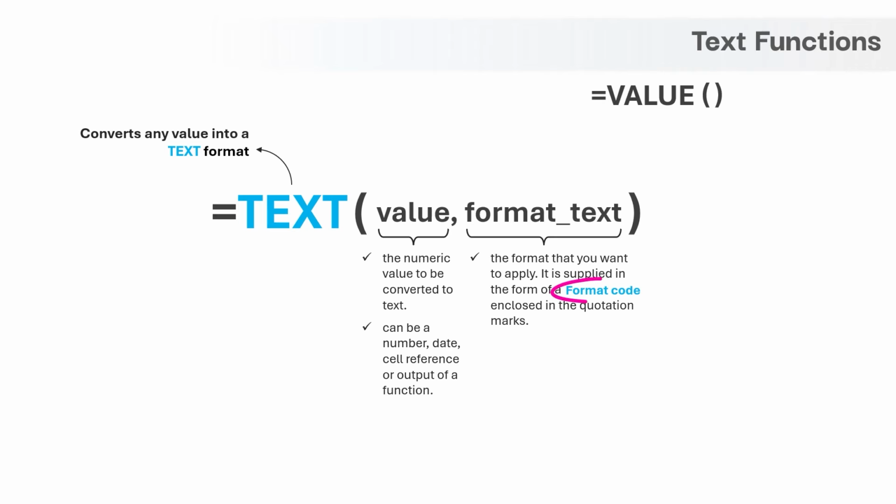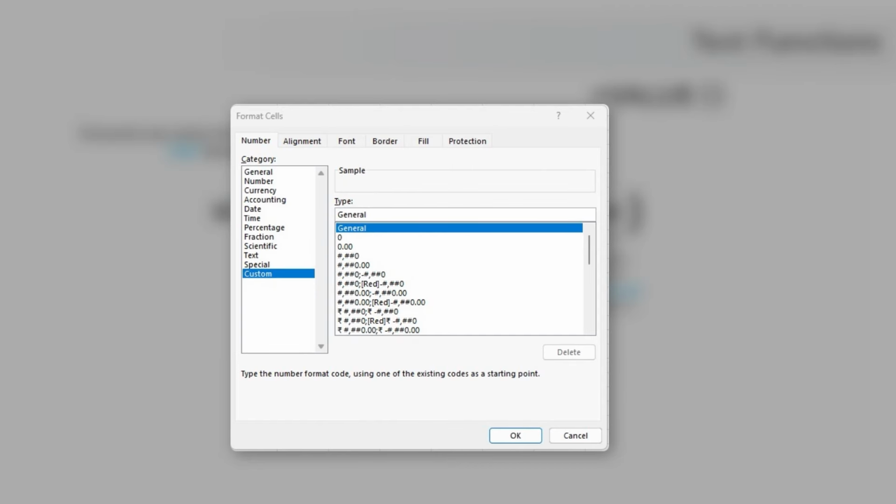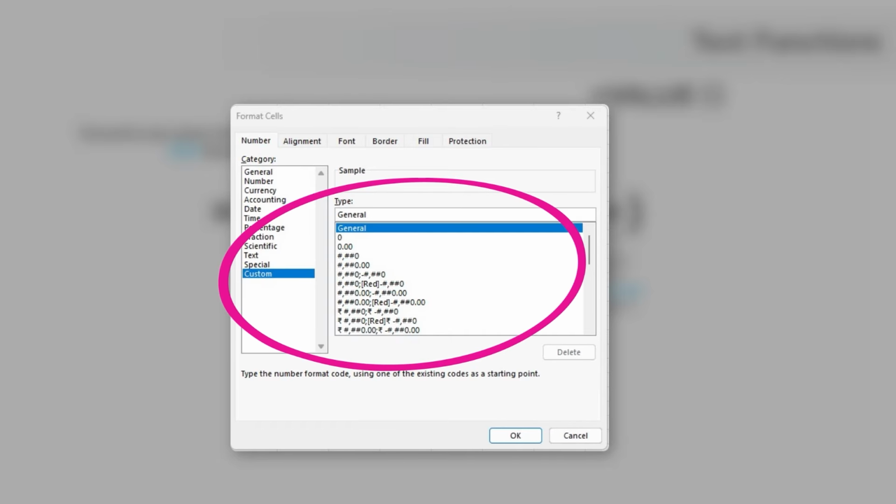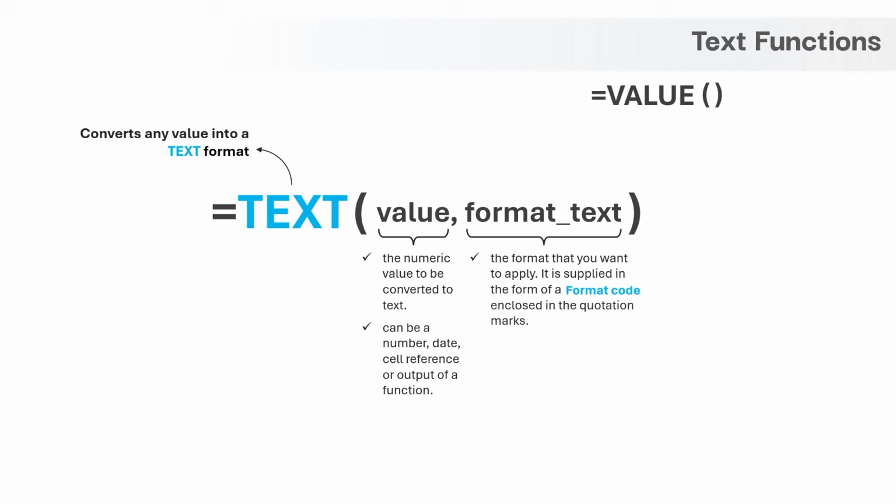The second argument, format text, is basically a format that we need to apply on the input value. It is a code of special characters like hash, 0 and question mark enclosed in double quotes, and this code determines the format of the output text. If you are aware of the custom format cell feature in Excel, this function works in the same way. As you can see, the syntax of the TEXT function is very straightforward, but the tricky part is to supply the proper format code so that you can get your input formatted the way you want. So let's take some time and try to understand the basics of this format code.